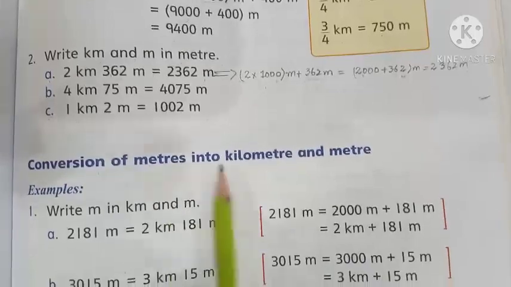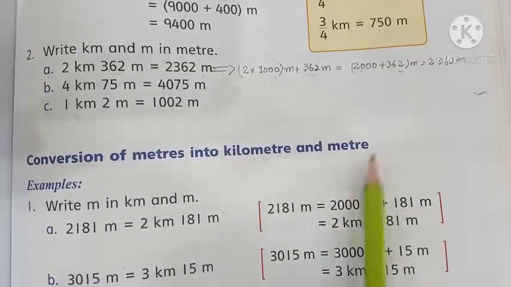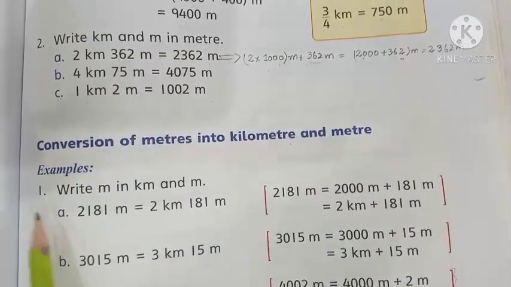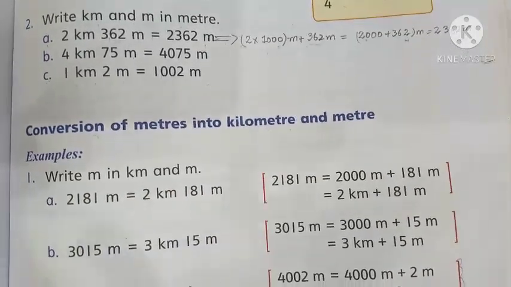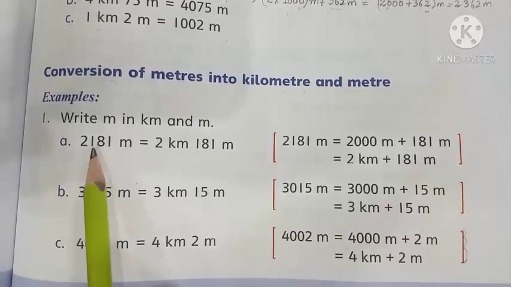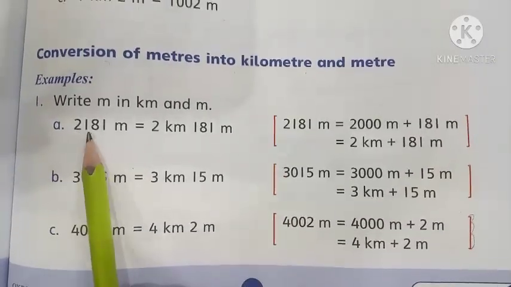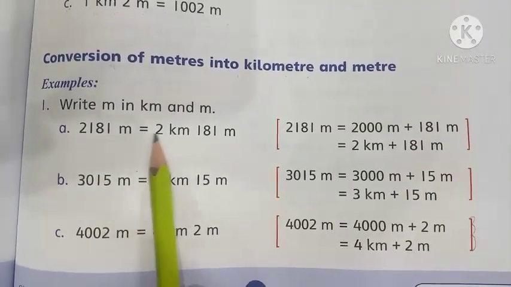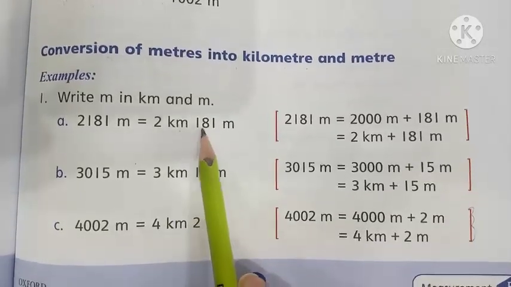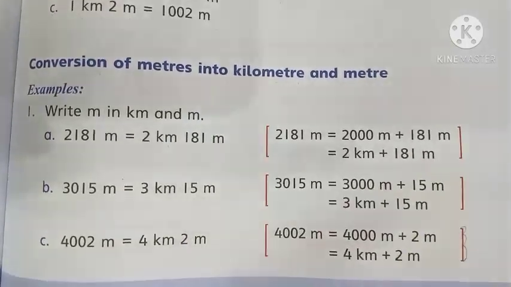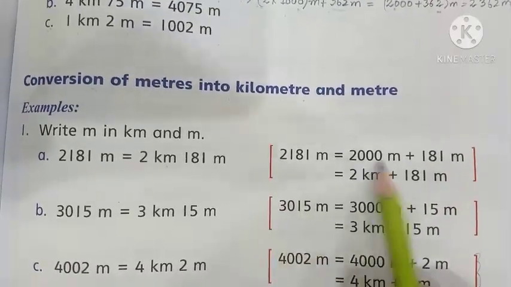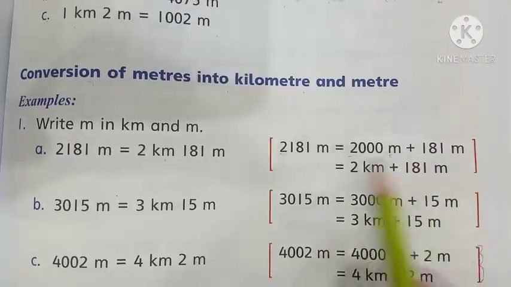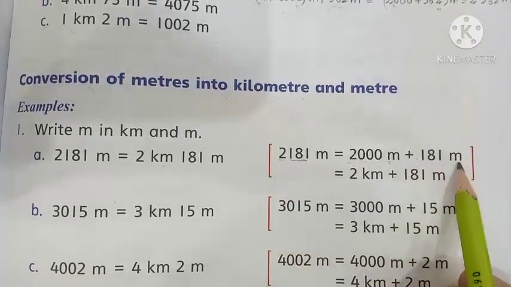Next, conversion of meters into kilometers and meters. Examples, question number 1, write meters in kilometers and meters. Part A, 2181 meters is equal to 2 kilometers and 181 meters. Look here, as we have 2000 meters plus 181 meters.